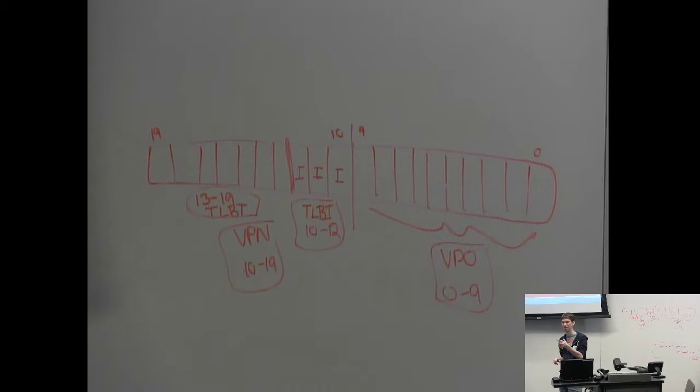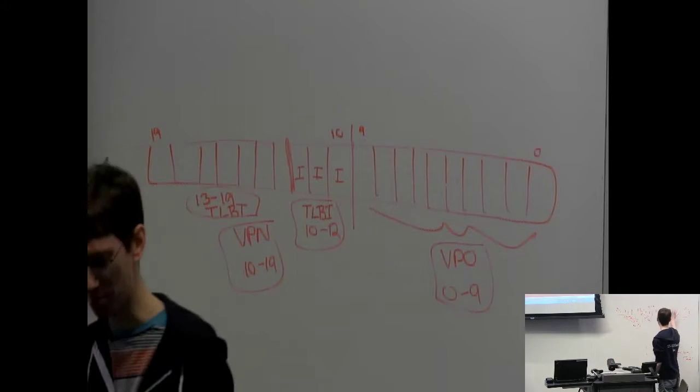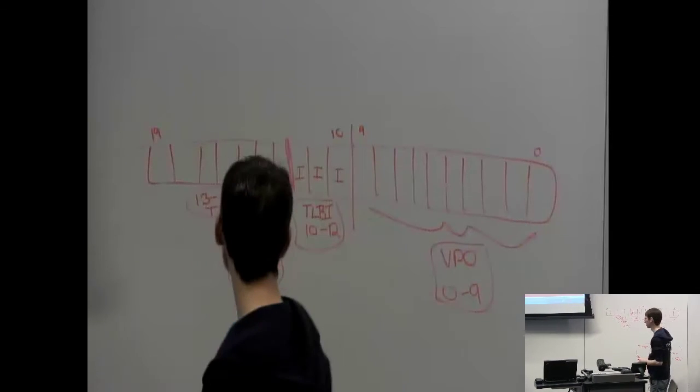Did I hear it? I think I might have heard it. They're the same, yeah. We always make them the exact same size. That makes things really easy because that means to translate the offset, we just copy it down. We don't have to do anything to it.